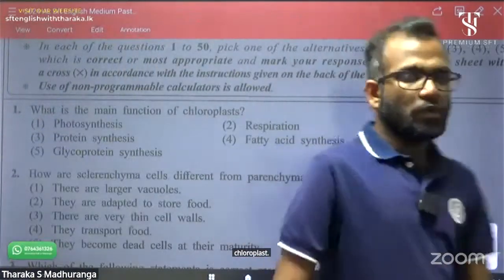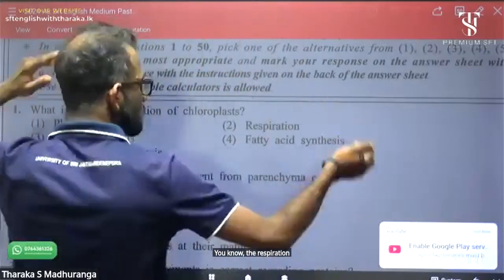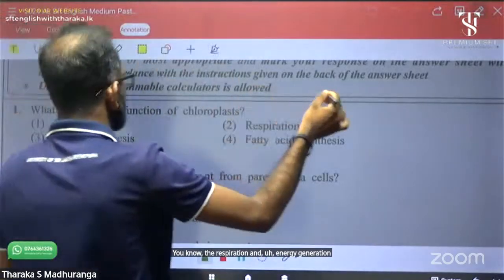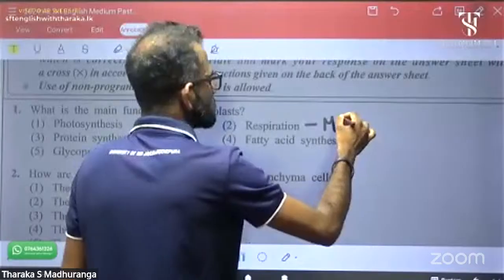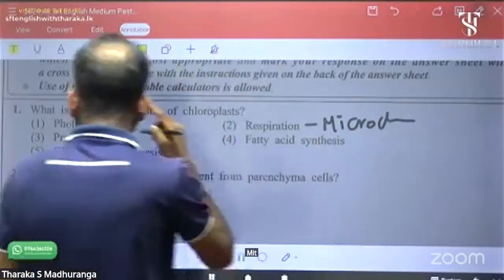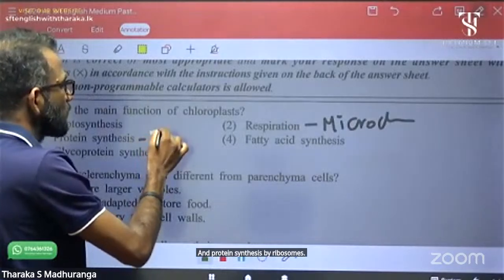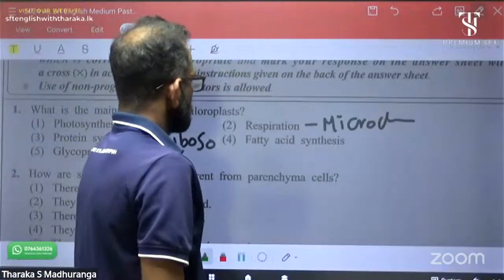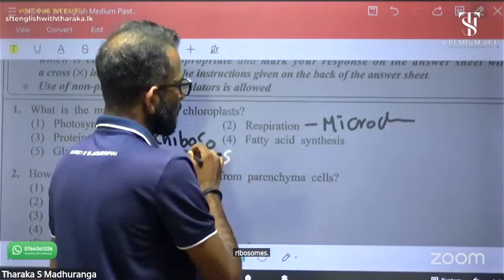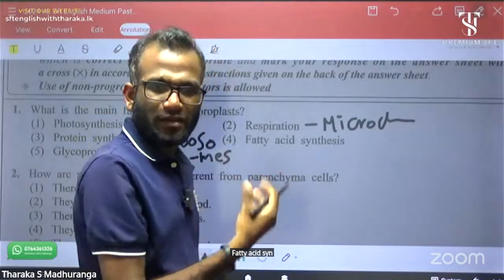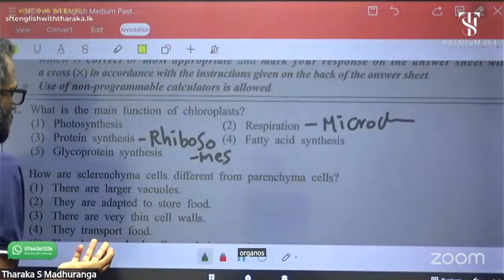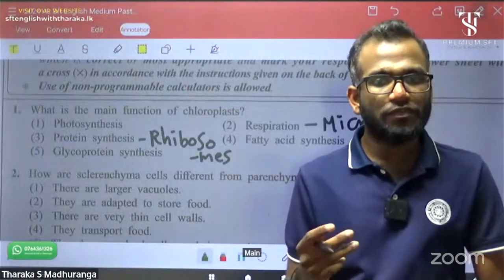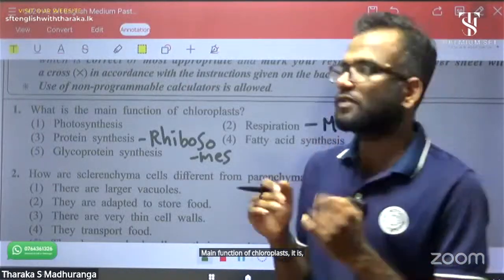Respiration and energy production is done by mitochondria, right? Protein synthesis is by ribosomes. Fatty acid synthesis by Golgi apparatus and organelles, and glycoprotein synthesis, are not answers. The main function of chloroplast is photosynthesis.